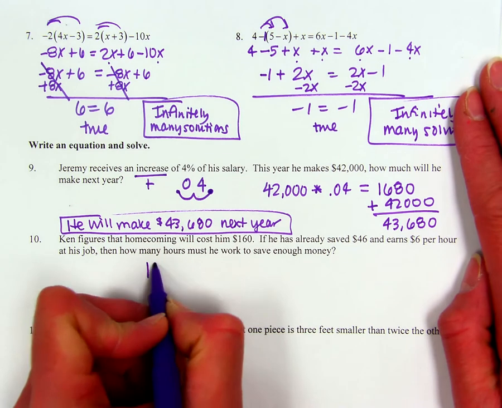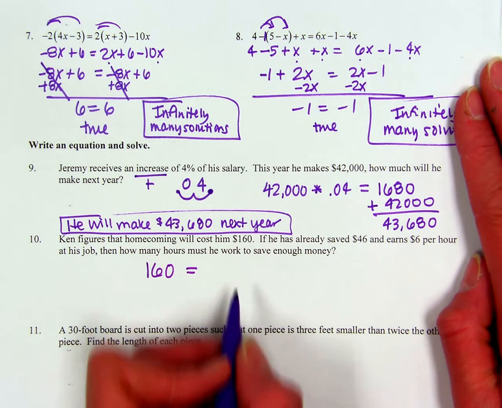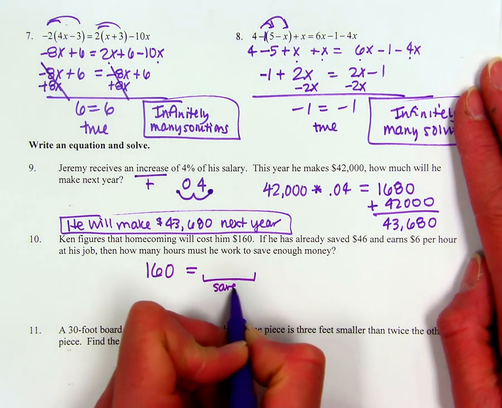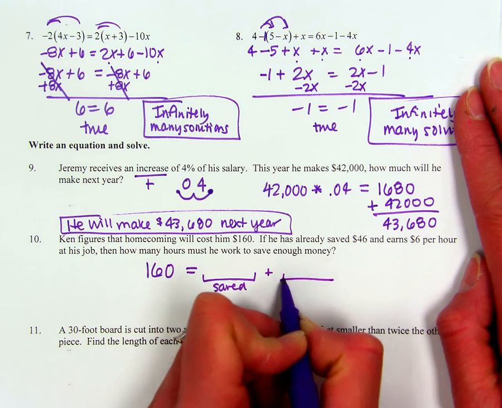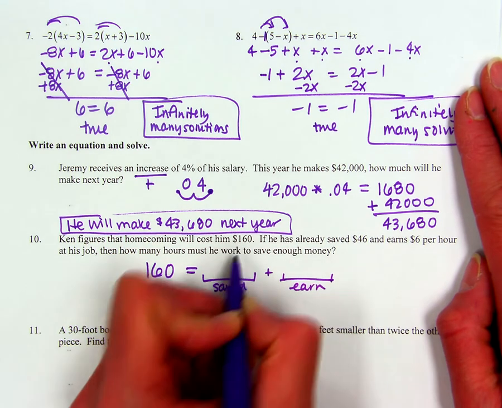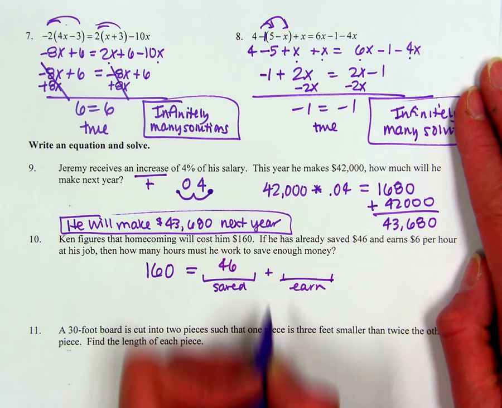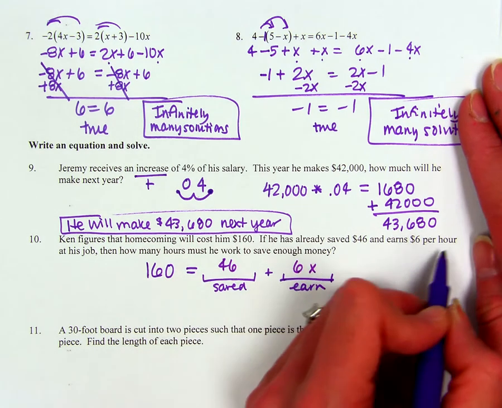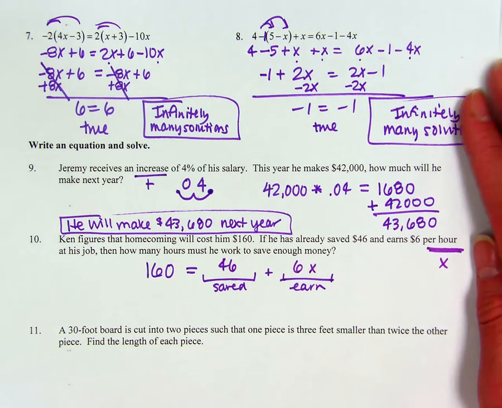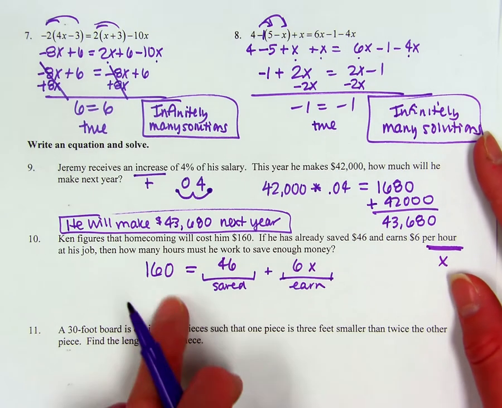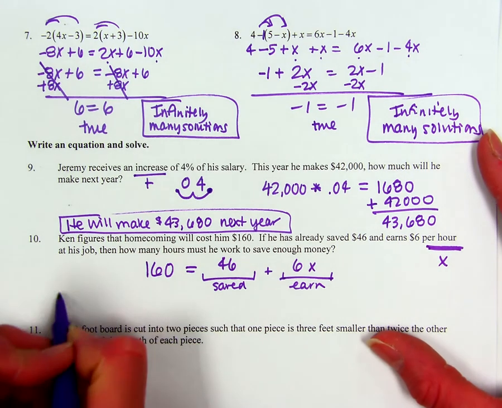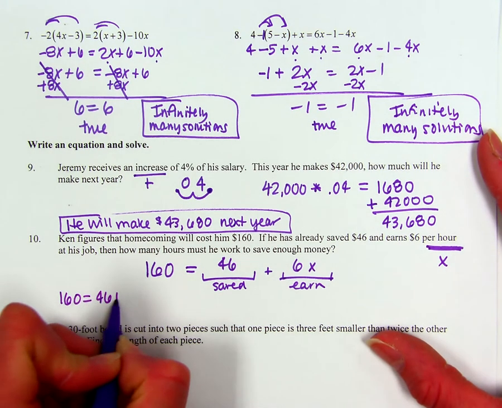All right, so he wants to get $160 total. How much has he saved already? Plus, he needs to earn a certain amount. So he's already saved $46. He's going to earn $6 per hour. So every hour, since that's what we don't know, that's our variable. So there's your equation. All right, so 160 equals 46 plus 6x.